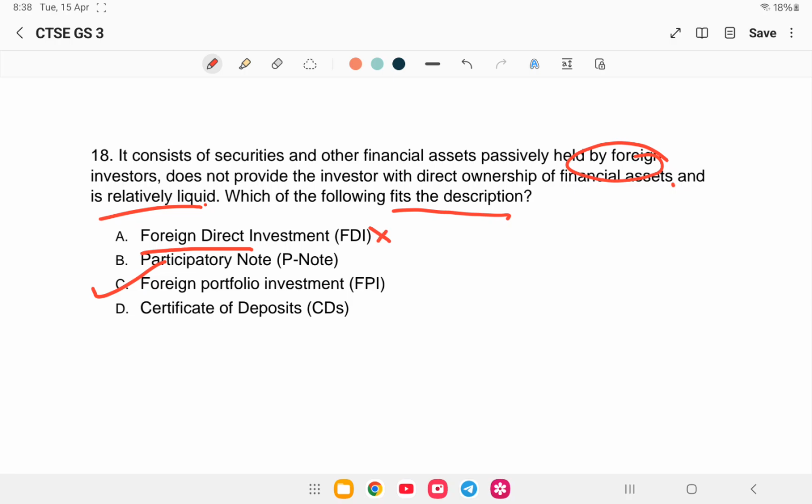No, because foreign direct investment is only investment in Indian companies. So in foreign portfolio investment, a foreign company holds security or financial assets passively. So the answer is what? Option number C, that is foreign portfolio investment. Let us study in detail about this.